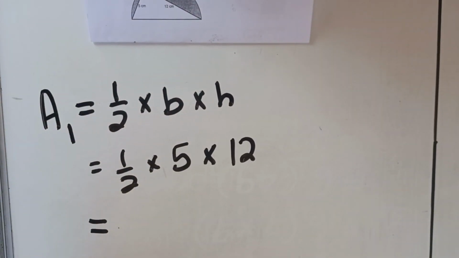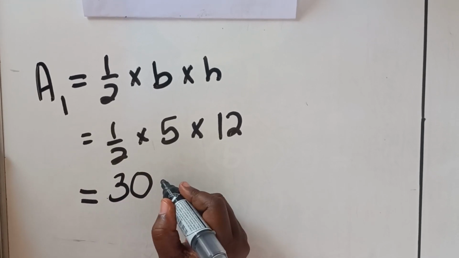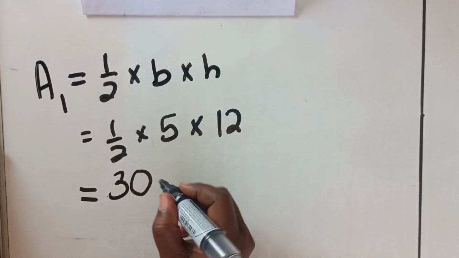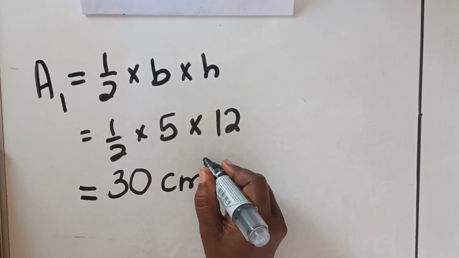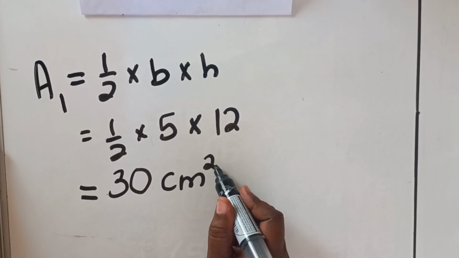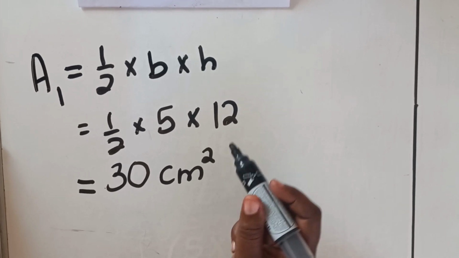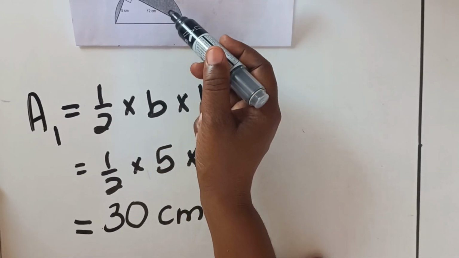Let's calculate that. Right, the area of the triangle is 30 and the units that they've given to you are centimeters. So it's 30 centimeters squared. So when you're calculating the area, your units will be centimeters squared. Now we need to calculate the area of the circle, the semicircle.